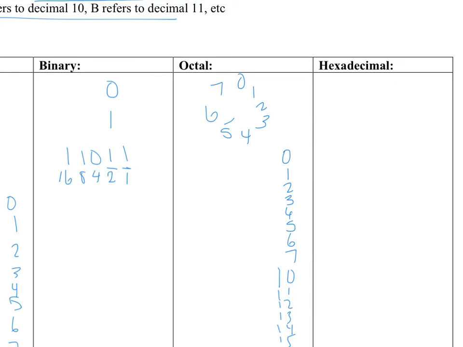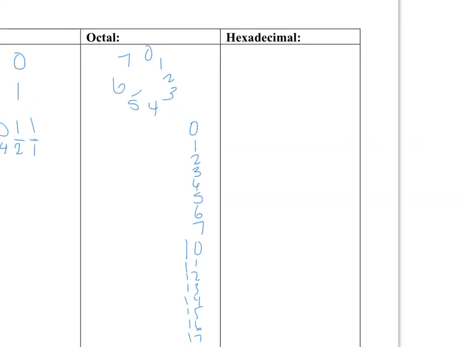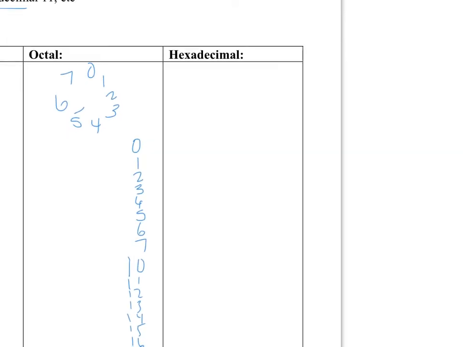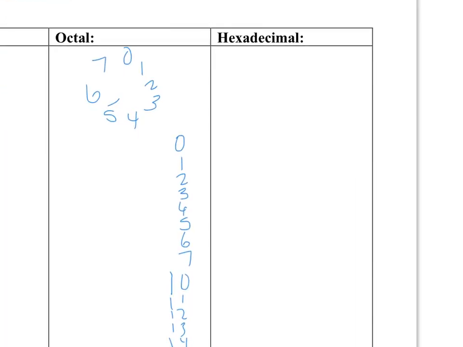So let's look at hexadecimal. This takes a while. I understand this is somewhat confusing, but it's good practice, and it helps the brain not get Alzheimer's or something.